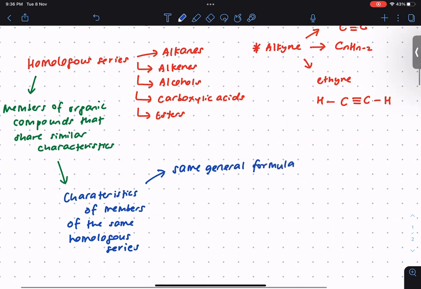For example, alkanes have a general formula of CnH2n plus 2. Write this down, because we're going to talk about one of these later on. Then CnH2n for alkenes, and for alcohols, CnH2n plus 1 OH, and so on. These are examples to show that every member of the same homologous series must be able to use this general formula to determine their chemical formula. That's number one.